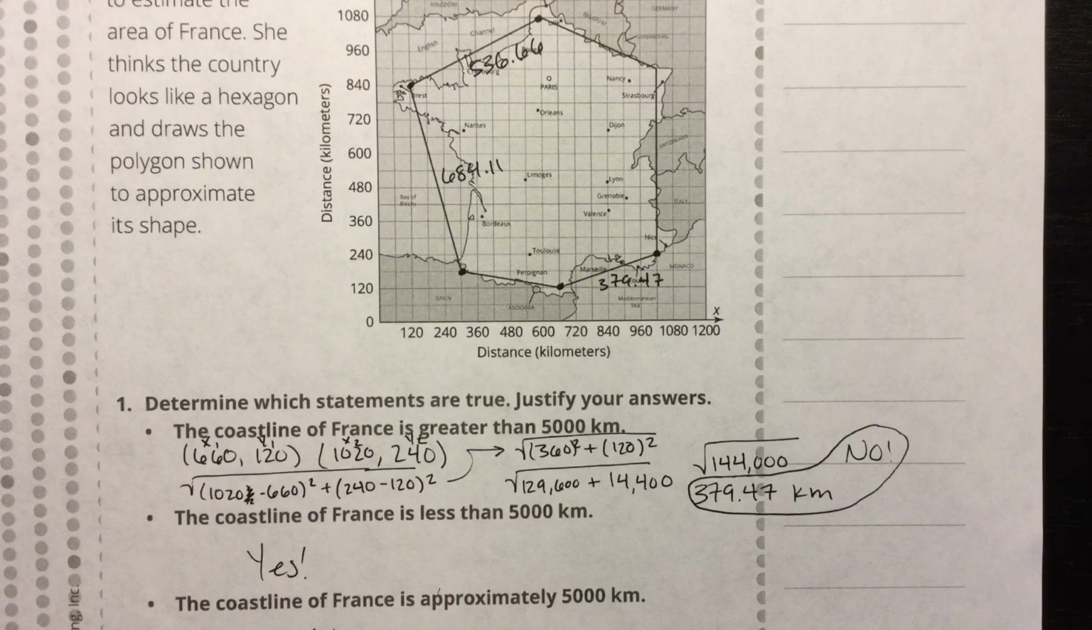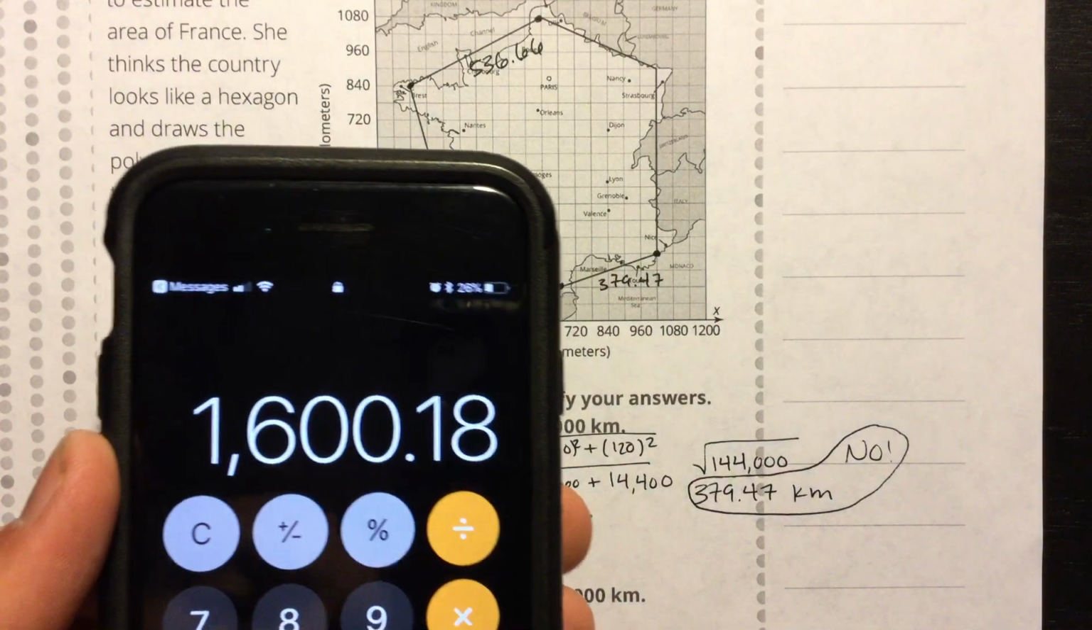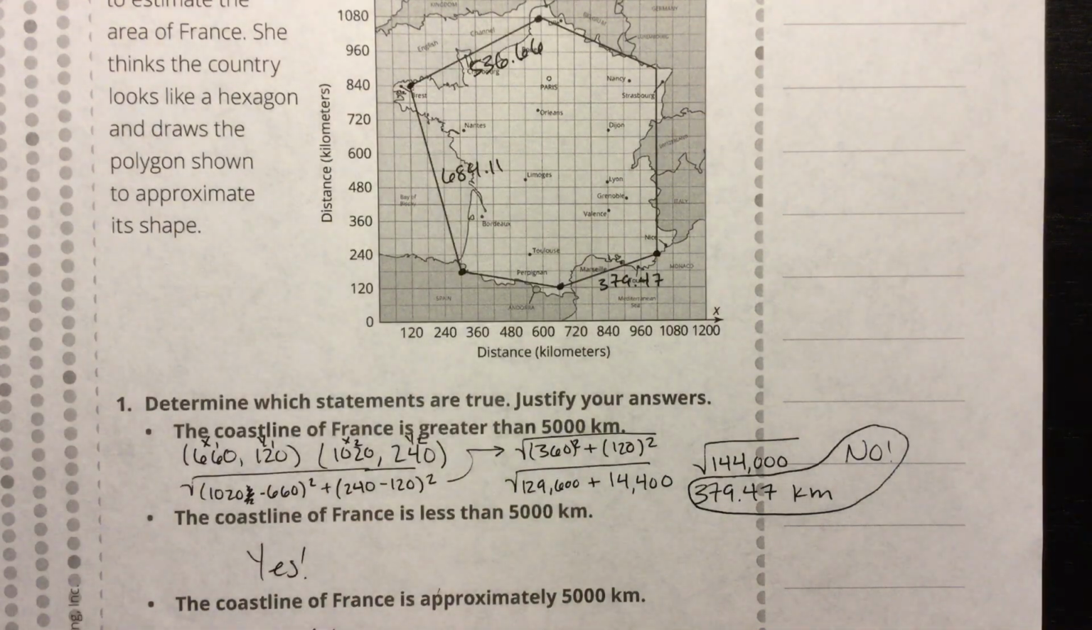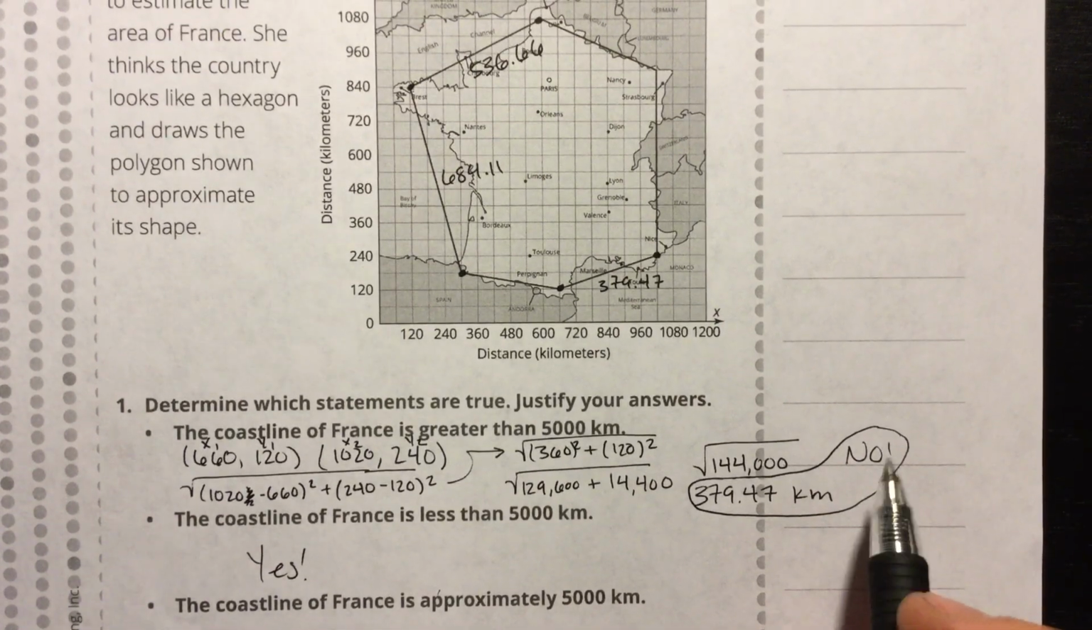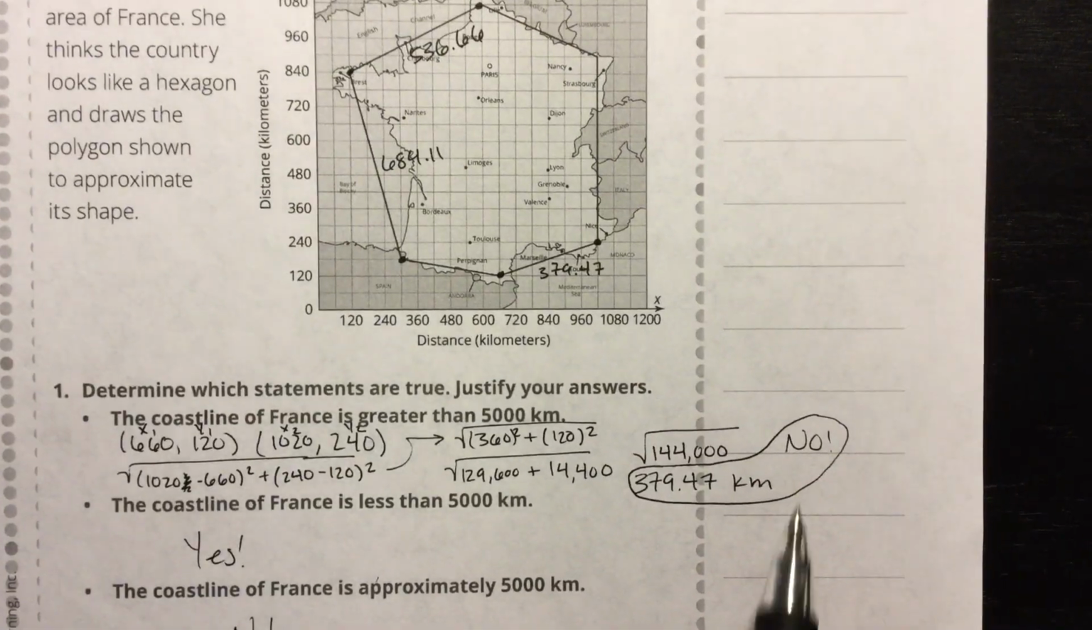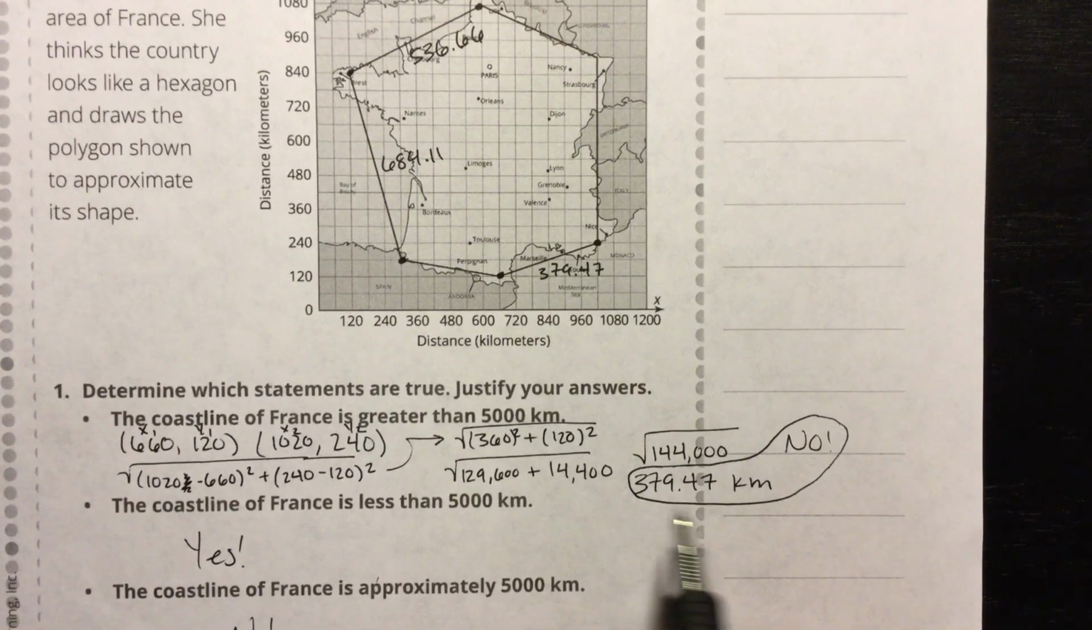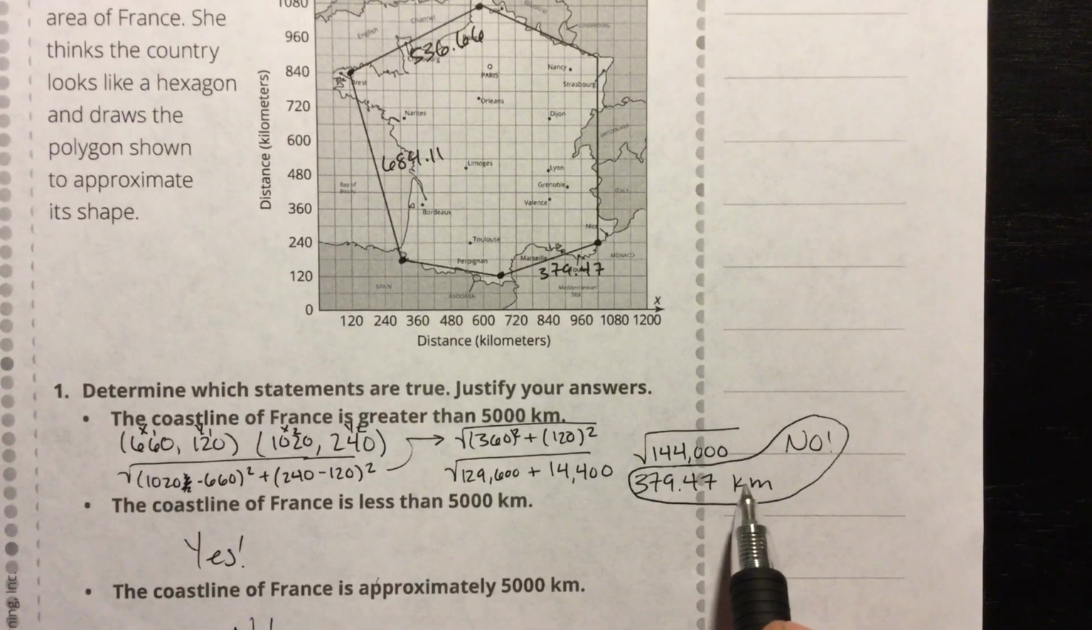So 536.6 plus 684.11 plus 379.47. Okay, so now I get an answer of 1,600, which is much closer to 5,000, but still significantly less than 5,000. So I would still say no. My answer is not going to change, fortunately. I would still say no, but instead of referencing just this number, I would reference that 1,600 number, that estimation that we used there, okay?